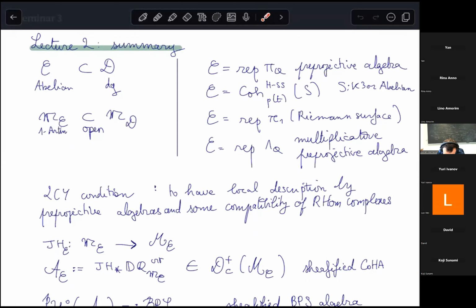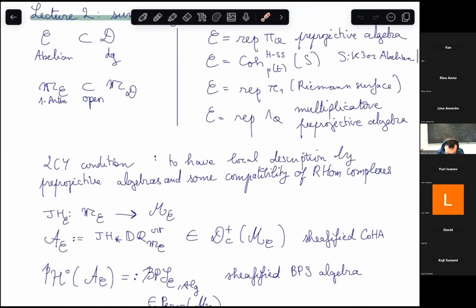If you prefer some more geometric examples, you can consider semi-stable sheaves on some surface, and you want the surface to be symplectic, so for example, K3 or Abelian. If you're more topologically minded, you can take representations, like local systems, on some Riemann surface. And we also have this example of multiplicative pre-projective algebras.